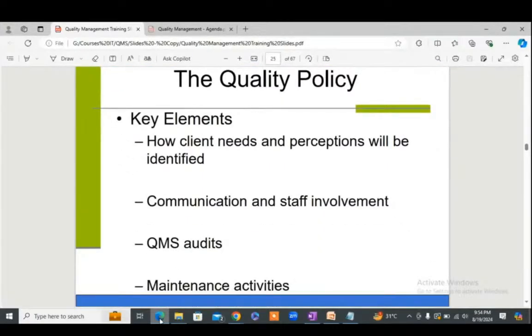Components of QMS. In the components, we have quality policy, procedures, specifications, records, and people. Do you have any question? No. All right.